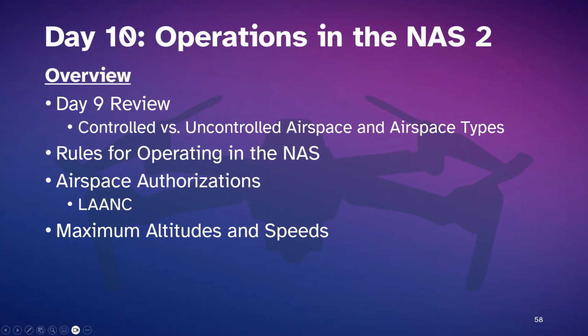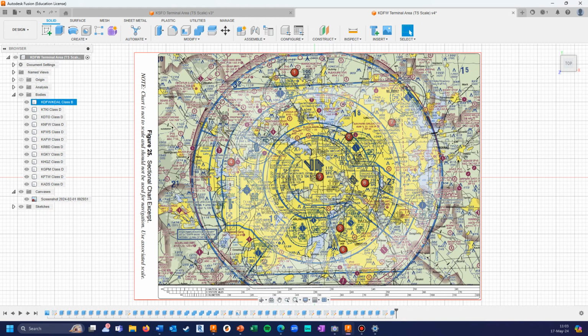So now let's go take a look at some of this in the real world. Here's an example that you will see on the test. This is the Dallas-Fort Worth terminal area, and this is where some of the trickier questions come from. One that I remember specifically is this Hicks Airport right here.